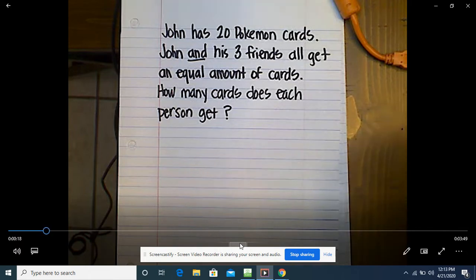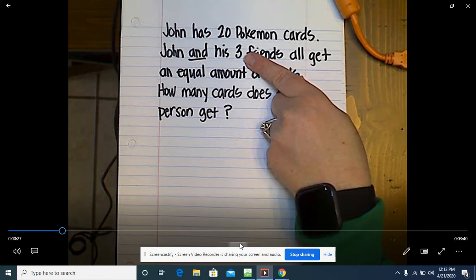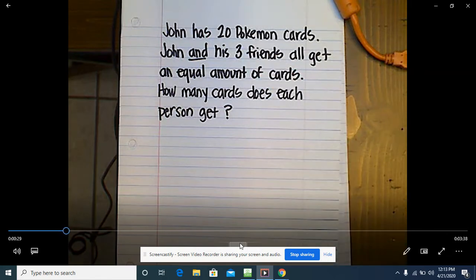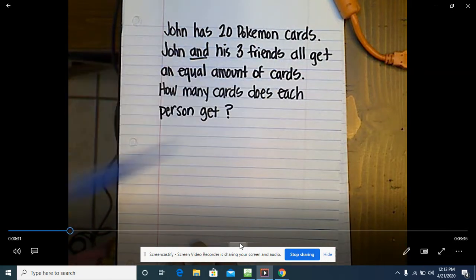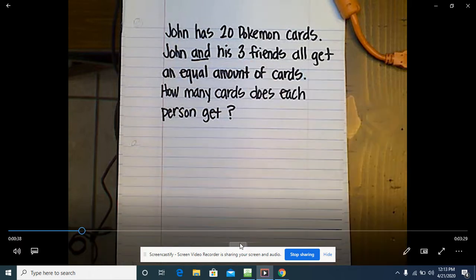I know that 20 Pokemon cards will be shared among 4 people. Wait. I see 3 here. Where are you getting 4 from? Well, it says John and his friends will all get equal amount of cards. Oh, so John's in this too. So you know he has 20 cards, and it's not shared between 3 people. It's going to be shared between 4 people.